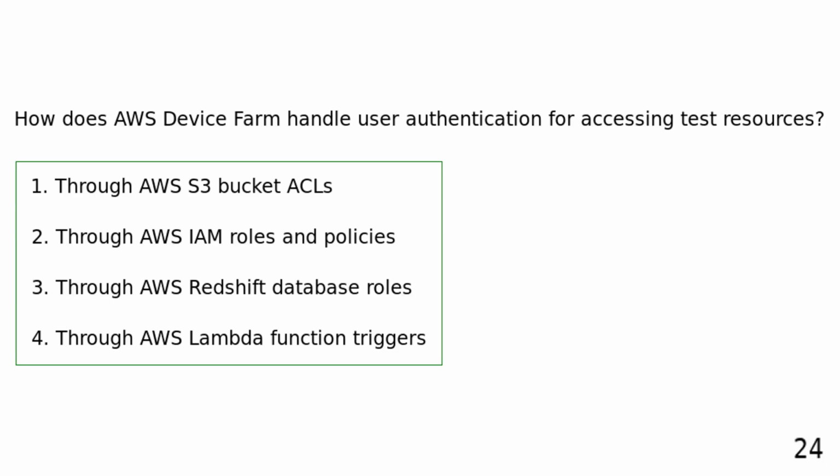How does AWS Device Farm handle user authentication for accessing test resources? Through AWS S3 bucket ACLs. Through AWS IAM roles and policies. Through AWS Redshift database roles. Through AWS Lambda function triggers.